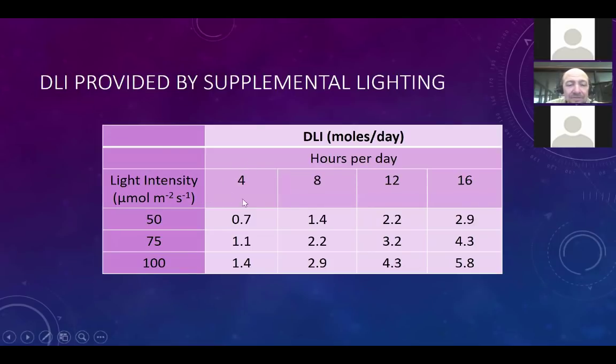If we have those lamps turn on for 4 hours, we don't even get 1 mole per day. If we have 8 hours, we have 1.4, 12 hours, 2.2, and 16 hours of light from high pressure sodium lamps delivering 50 micromoles will give us basically 3 moles per day. So that is not anywhere near what sunlight can give us. But if I'm sitting in here on a cloudy day in Iowa and we may only be getting 3 moles per day out in our greenhouse, if I can add 3 moles with supplemental lighting, that's a 100% improvement going from 3 to 6.